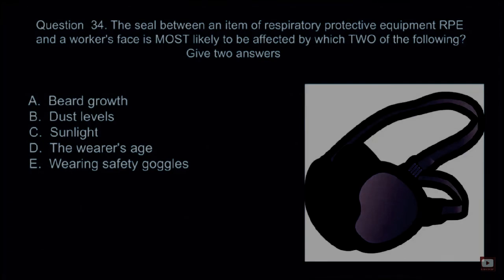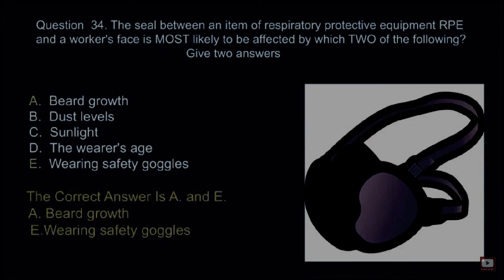Question 34. The seal between an item of respiratory protective equipment, RPE, and a worker's face is most likely to be affected by which two of the following? Give two answers. A. Beard growth. B. Dust levels. C. Sunlight. D. The wearer's age. E. Wearing safety goggles. The correct answer is A and E. A. Beard growth. E. Wearing safety goggles.